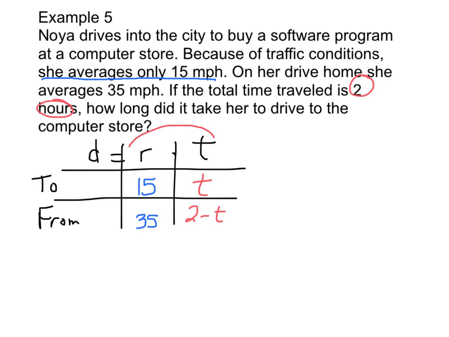So this is rate times time. We multiply them together. Her distance for the first one is 15T. Her distance for the second one is 35 times 2 minus T. So we want to know what the value of T is. Well, this is where you've got to just use your brain.